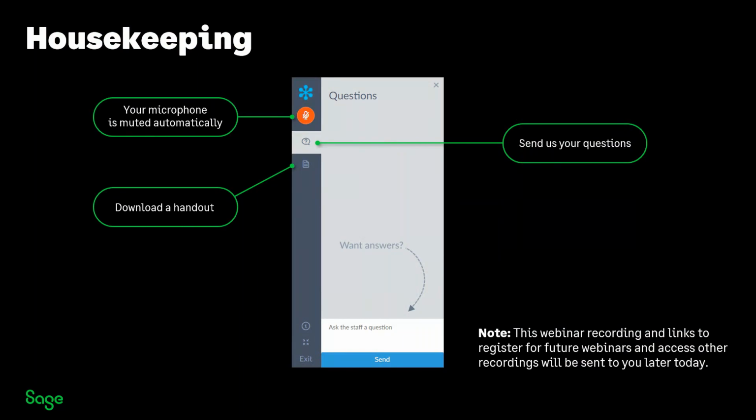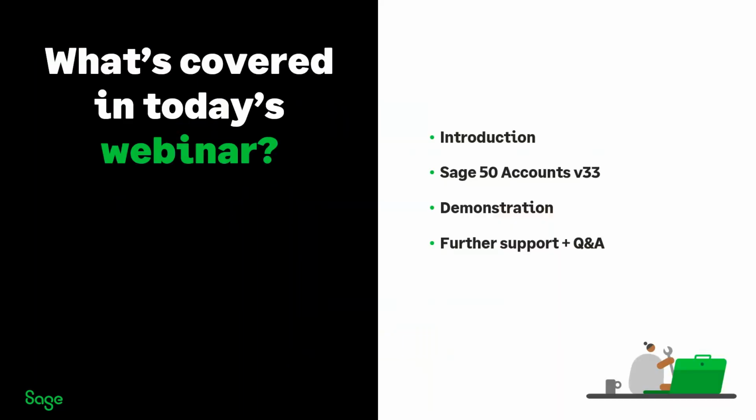Anyway, let's get stuck into today's session. So this is what we're going to be covering. So quick introduction. I want to quickly mention about Sage 50 Accounts version 33 because there have been changes. We're obviously going to run through a demonstration that's going to form the majority of today's session. And then just at the end, just as normal, explain a little bit about the additional support. And if there's any outstanding questions at that point, I'll run through them.